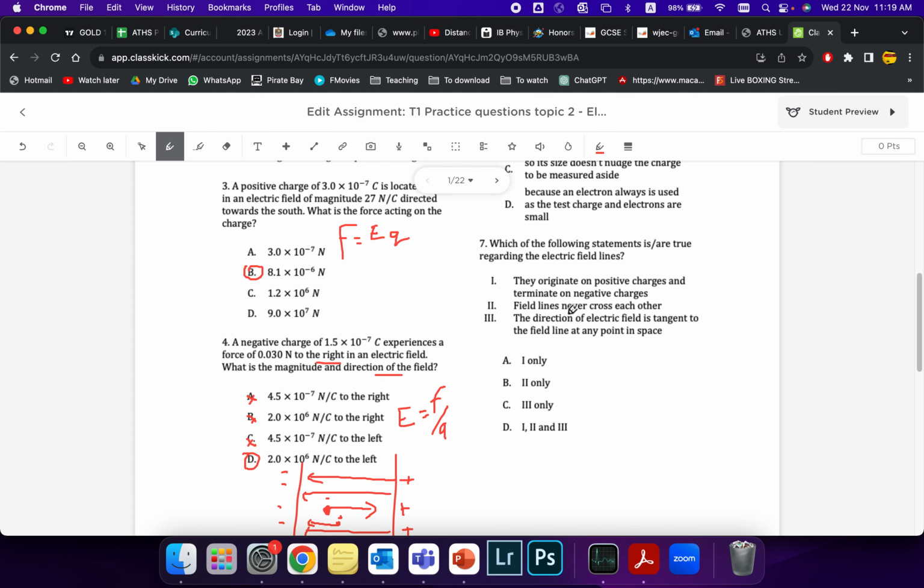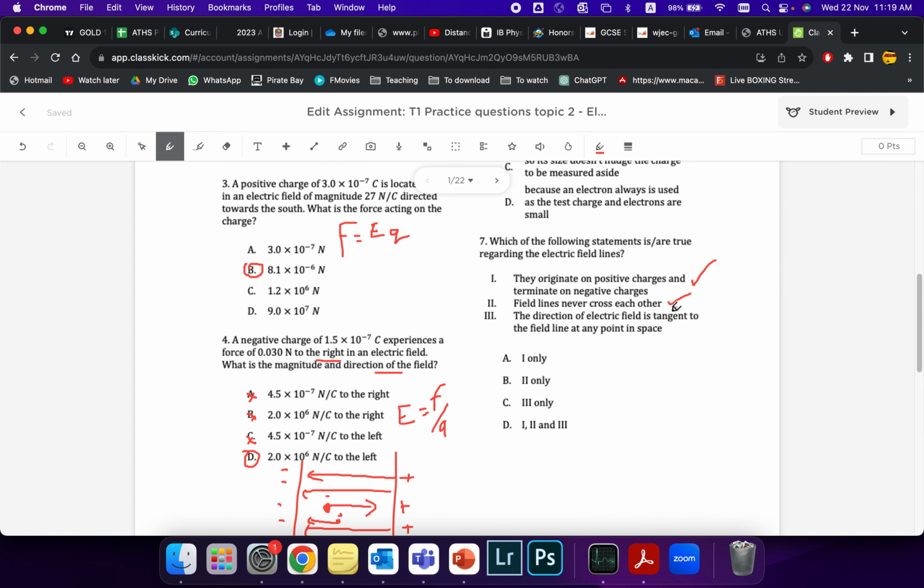Which of these is true regarding field lines? Well, we know they start on the positive and finish on the negative. Yep. They never cross, that is true. They have their own line. The direction of the field is tangent to the field line at any point in space.